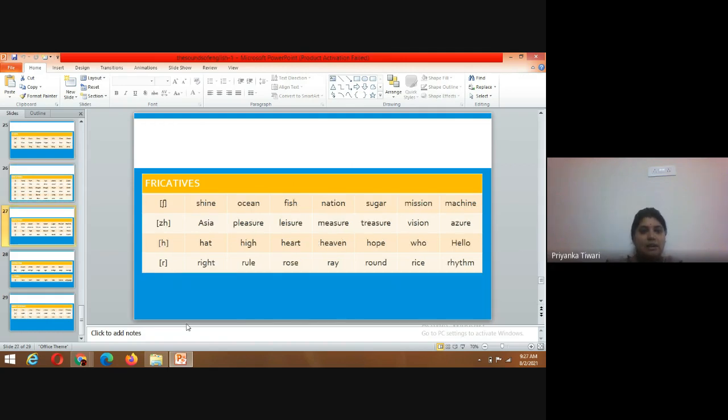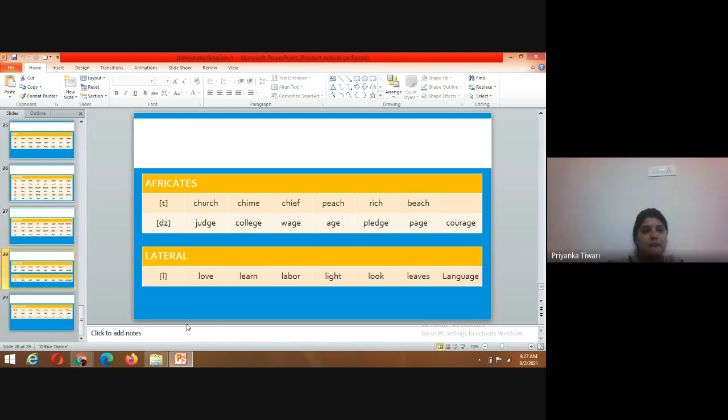Now we have some more fricatives: shine, ocean, fish, nation, sugar, mission, machine, Asia, pleasure, laser, treasure, vision, zone. H: hatch, high, hat, heart, heaven, hope, who, hello. R: right, rule, rose, ray, round, rise, rhythm.